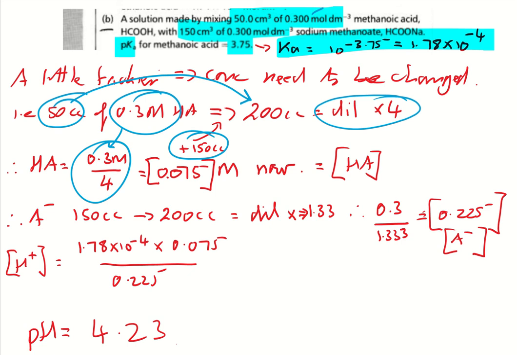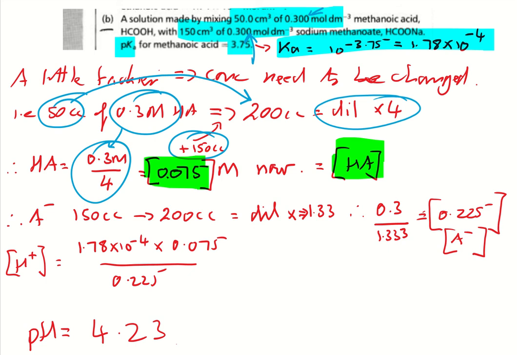If you just took this 0.3 value here and this 0.3 value here and put them into the equation like we did above, you'll get the wrong answer because the concentrations obviously change as you change the volume. So the new concentration of the weak acid is 0.075. Okay, that's your weak acid component, your new one.